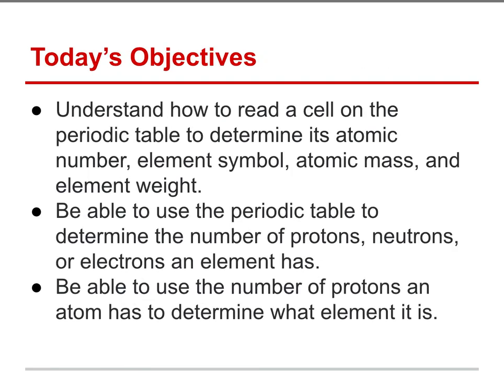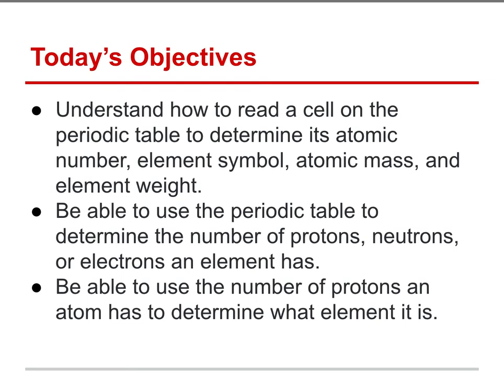You now know how to read a cell on the periodic table to figure out its atomic number, that's the smaller whole number, its elemental symbol, that'll be either one or two letters, the first one capitalized, that represents an element regardless of what language it's in, the atomic mass, which is the bigger number, usually with a decimal, which is the sum of the number of protons and the number of neutrons, and the element's weight. Oh, I wrote element weight on there twice. My apologies.